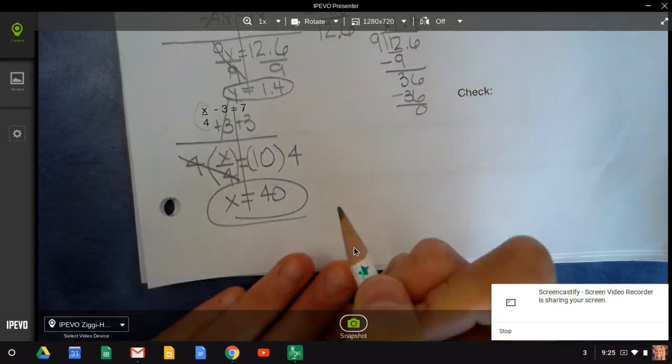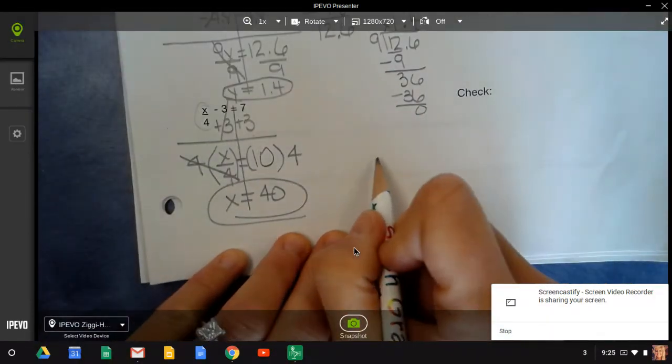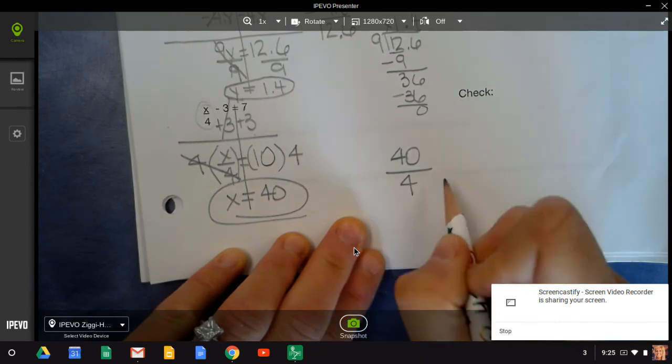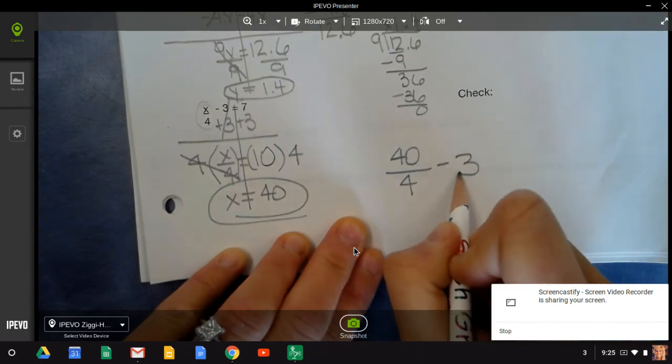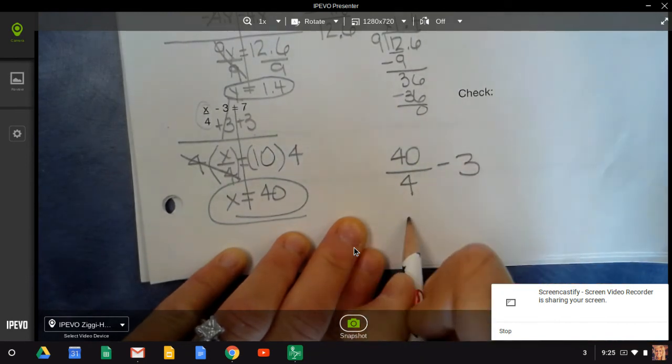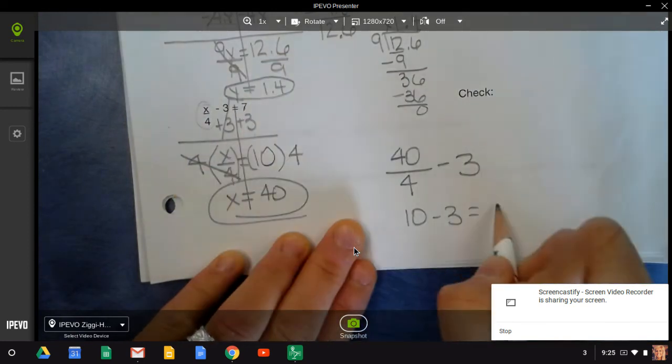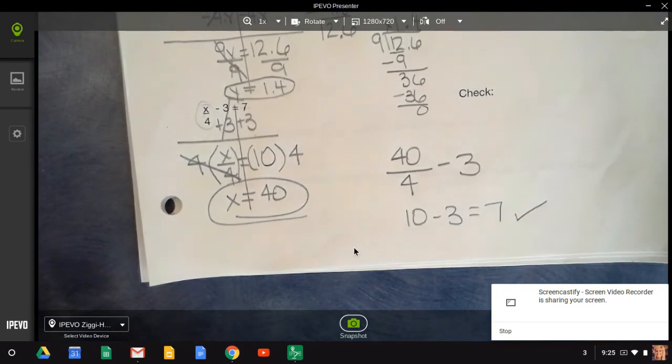Now, if I wanted to show a check on that, if you are into checks, you just take that 40 divided by 4 minus 3. So you do 40 divided by 4, you get 10, and 10 minus 3 should give you this value of 7, and it does. So there is a check.